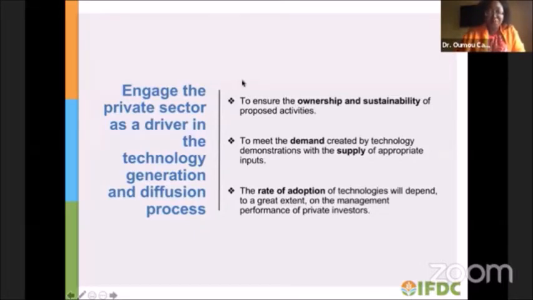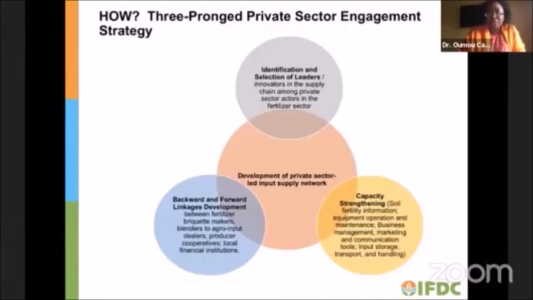How do you engage the private sector to drive the technology generation and the technology diffusion process to ensure ownership and sustainability, ensure that the demand created by technology demonstration is met with the supply of appropriate inputs, and that you have a rate of adoption that enables you to have impact at scale? We have experimented and adopted a three-pronged approach to private sector engagement.